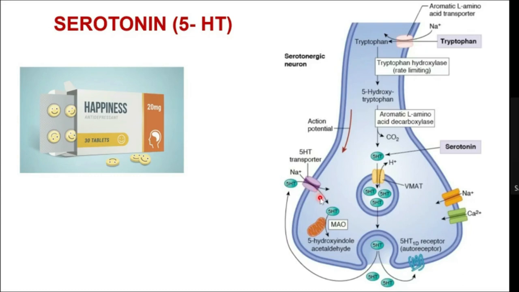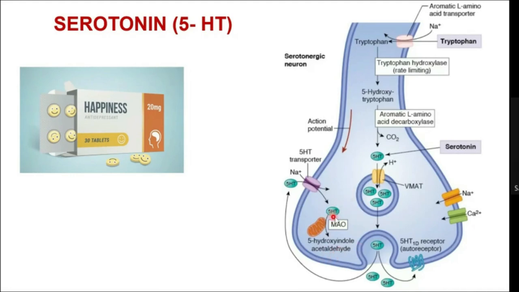the neuron. So once it is transported inside the neuron, what is it going to go for? It has another way. It can go for oxidative deamination with the help of MAO. MAO is monoamine oxidase. And we will find a metabolite, a principal metabolite of serotonin, which we call 5-hydroxyindole acetaldehyde. Okay, so these are the few names.